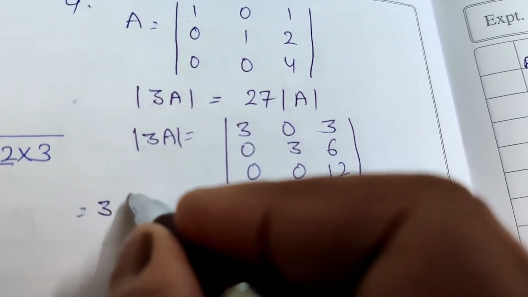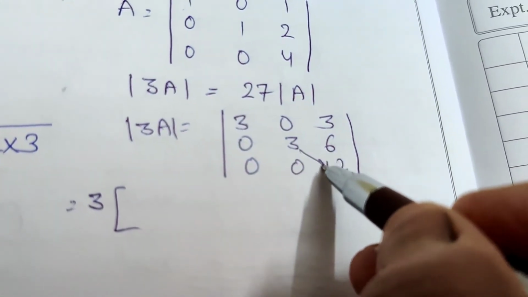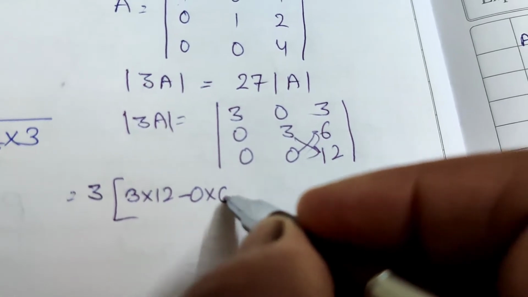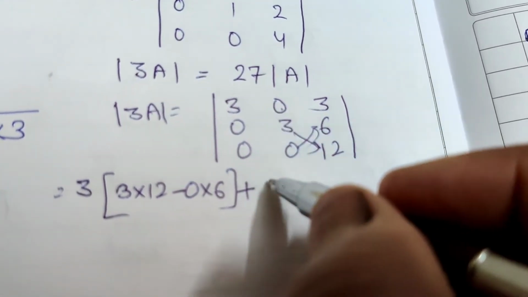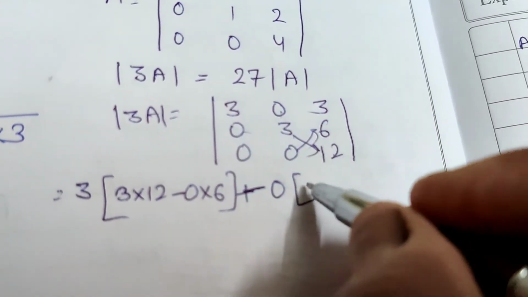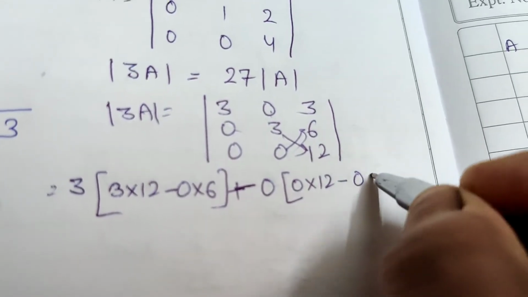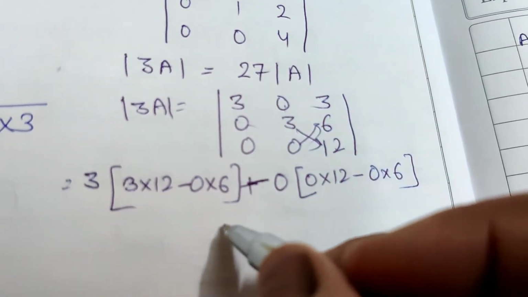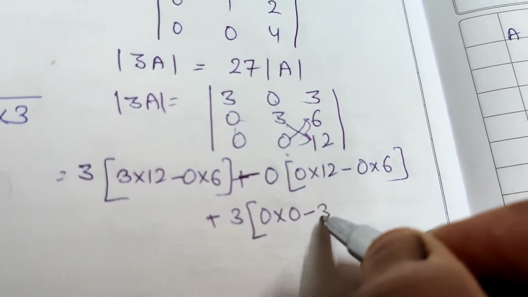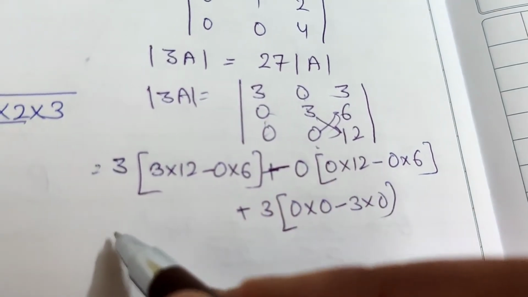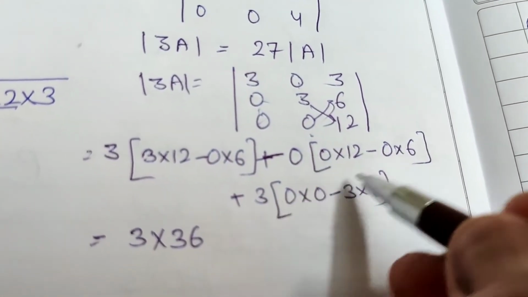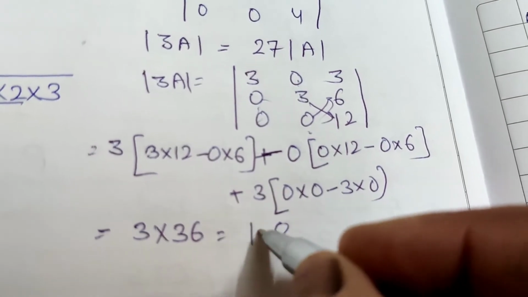The 3, this is A11, multiplied by 3 into 12 minus 0 into 6. And the second, 0 minus 0 multiplied by 0 into 12 minus 0 into 6. And the third, 3 multiplied by 0 into 0 minus 3 into 0. The answer is 3 into 36, which equals 108.